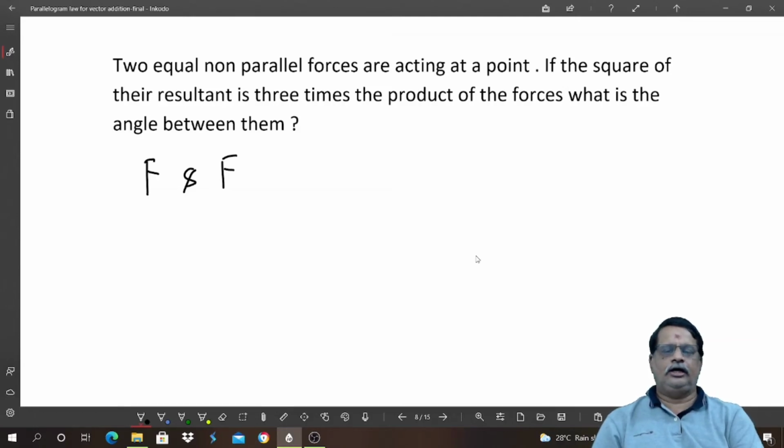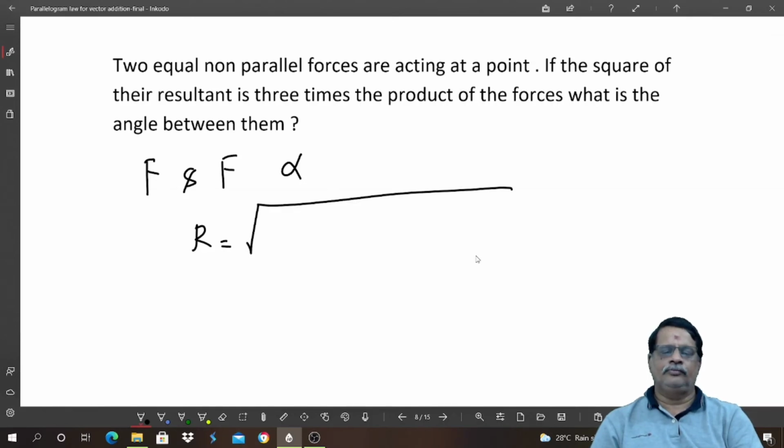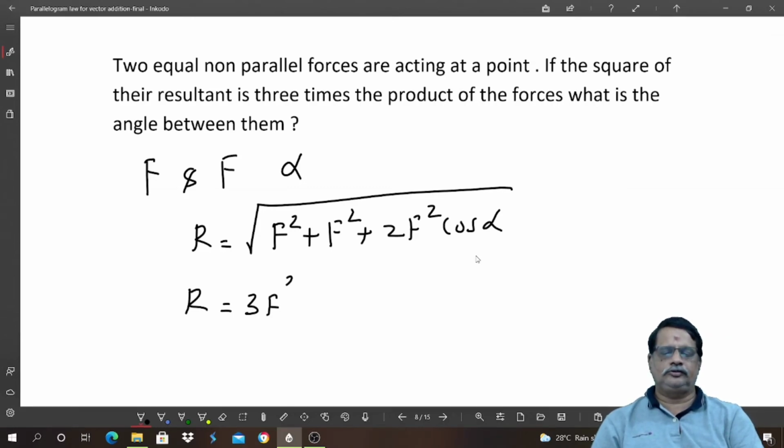Now the square of their resultant is 3 times the product of the forces. We assume that the angle between the forces is alpha. So let us write the resultant R equal to root of F square plus F square plus 2F square cos alpha. That is our formula for the resultant. And what is this resultant according to the problem? The resultant is, according to the problem, 3 times the product of the forces, which is 3F square.